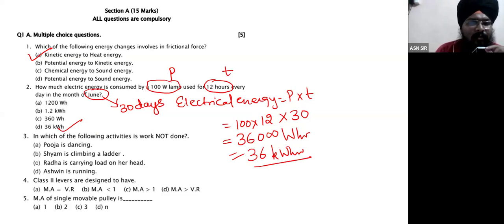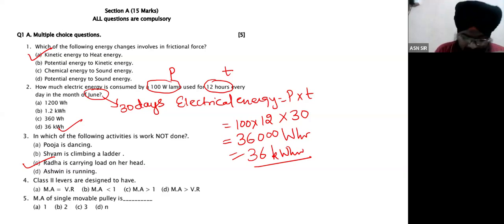In which of the following activities is work not done? You have to make sure that work is not done. The answer will be option C: Radha is carrying a load on her head. Since she is simply carrying the load on her head, at rest, there is no work done. In all the other cases there is a motion, so work is done. In options A, B, and D, work is done because there is motion.